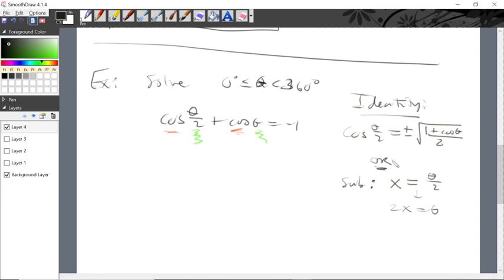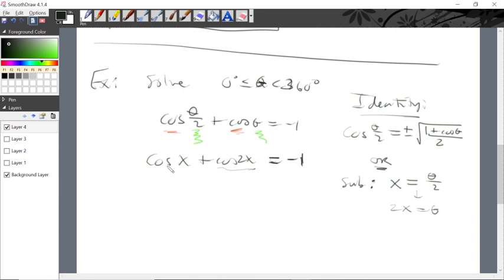That's my reasoning. So I'm going to go try that. If theta over 2 is equal to x, then this becomes cosine of x plus the cosine of 2x, and that's equal to negative 1. All right? So now we have a double angle here.